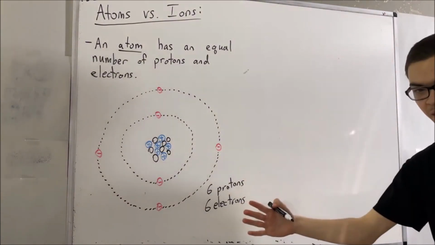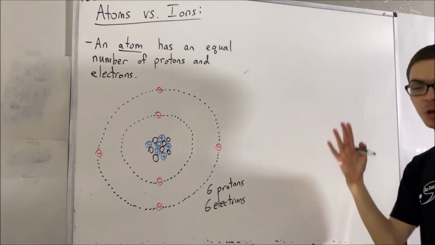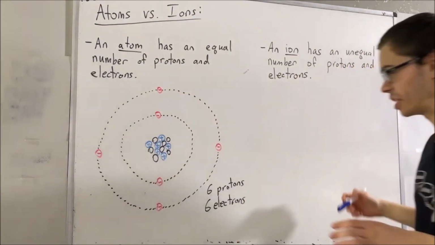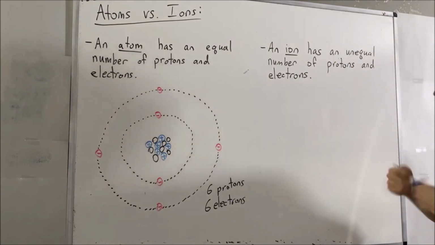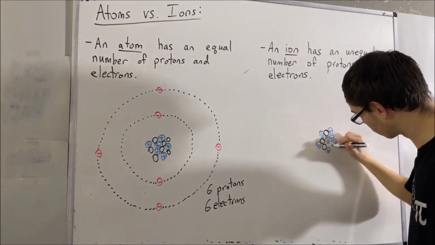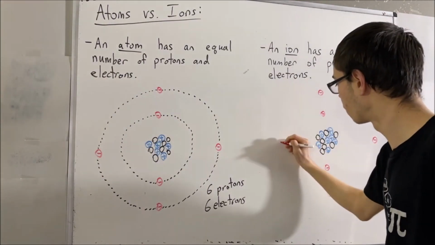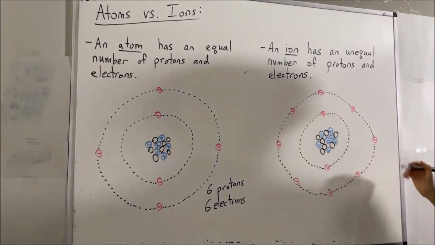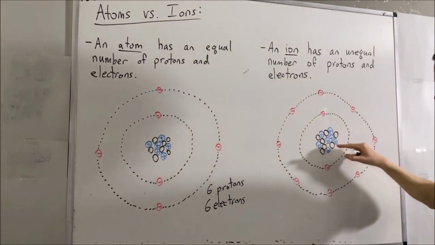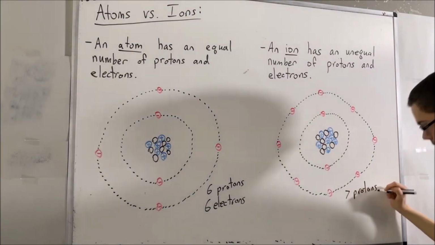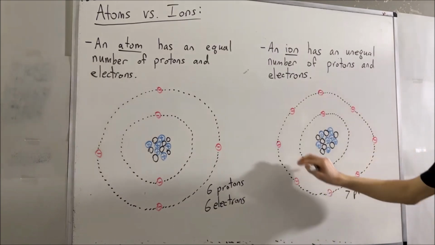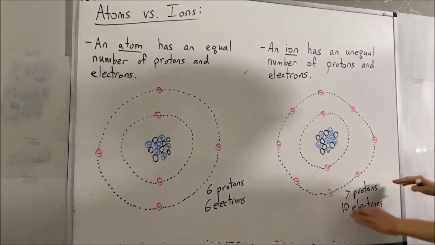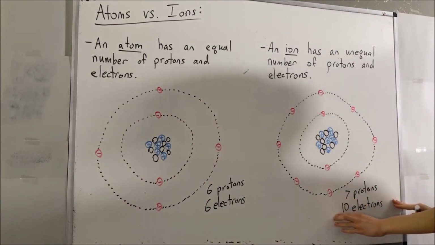Now in an ion, we have an unequal number of protons and electrons. Visually speaking, an ion could look something like this. And so notice in this case, we have 1, 2, 3, 4, 5, 6, 7 protons. And we have 1, 2, 3, 4, 5, 6, 7, 8, 9, 10 electrons. So in this case, we have an unequal number of protons and electrons.